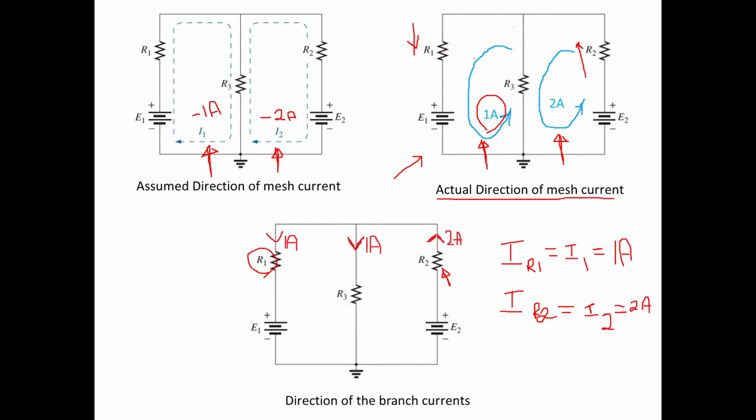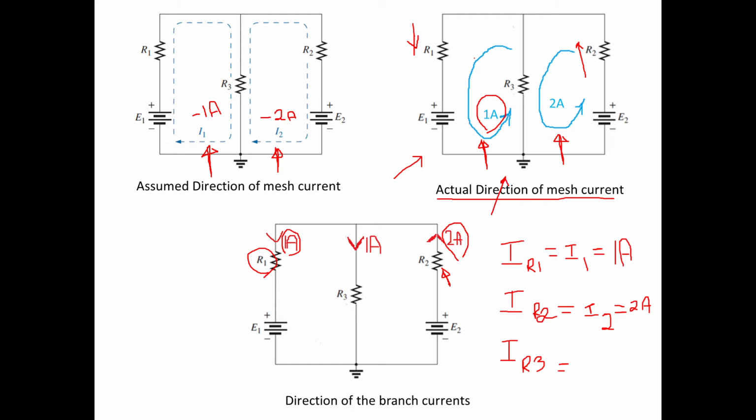So this is the 2 amperes. This is marked, and this 1 ampere is also marked in the figure. Now the point is how to find the current IR3, the current in the resistance R3. So please go to this diagram.